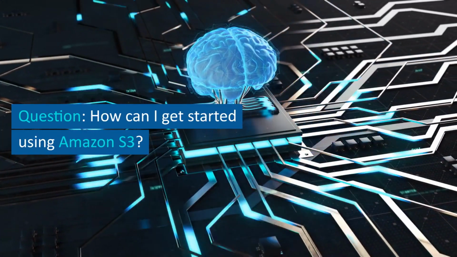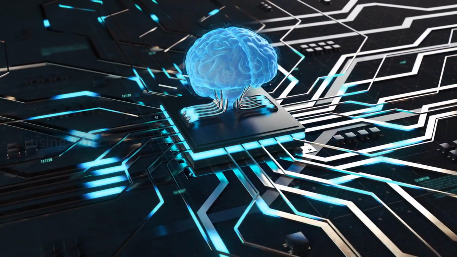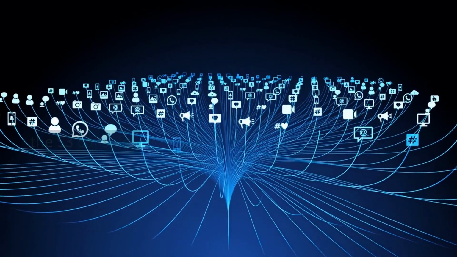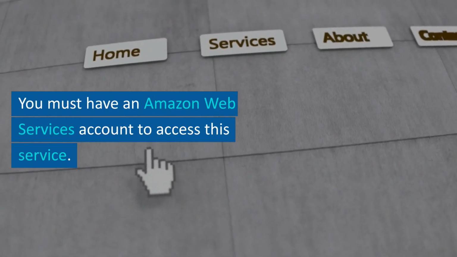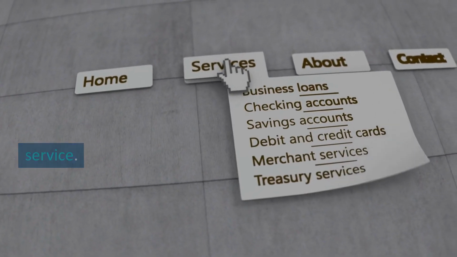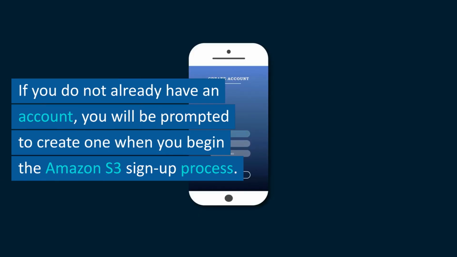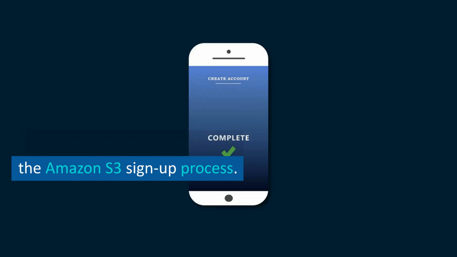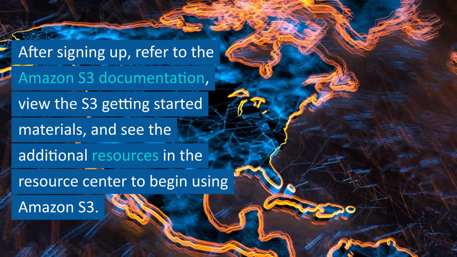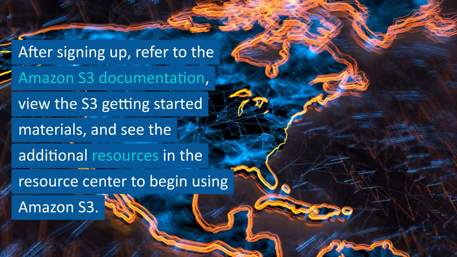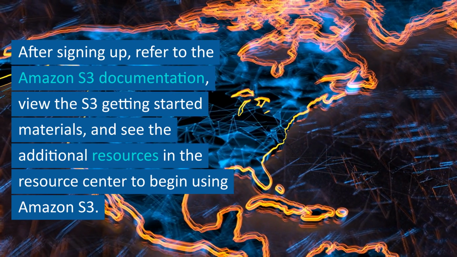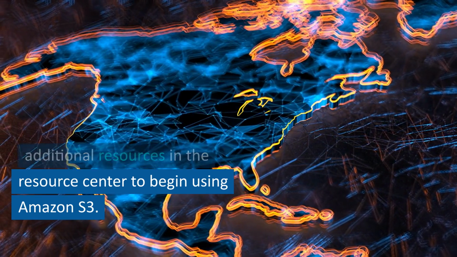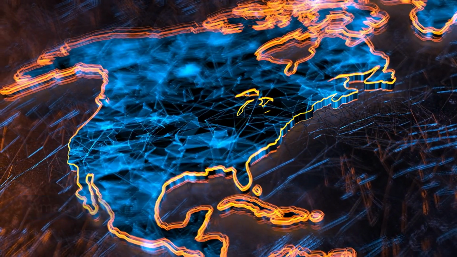Question. How can I get started using Amazon S3? To sign up for Amazon S3, visit the S3 console. You must have an Amazon Web Services account to access this service. If you do not already have an account, you will be prompted to create one when you begin the Amazon S3 sign-up process. After signing up, refer to the Amazon S3 documentation, view the S3 Getting Started materials, and see the additional resources in the Resource Center to begin using Amazon S3.